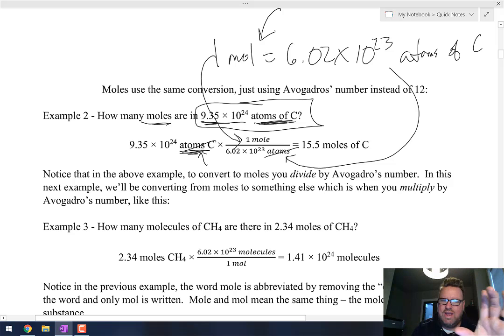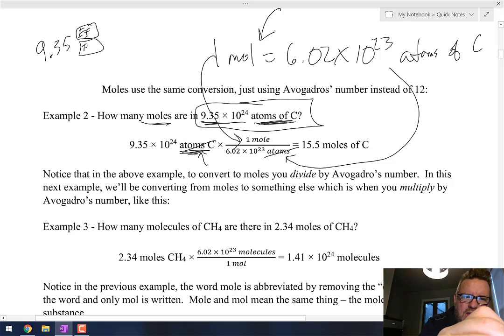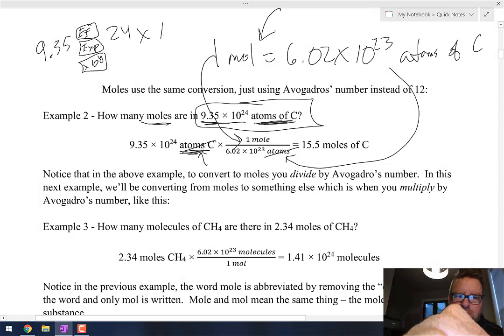So now is where I need to go to my calculator. And I'm going to type in 9.35. And you probably have a button that looks like this, EE, maybe EXP, or maybe it's even times 10 to the Y or something like that. And then I'm just going to type in 24. And then I'm going to multiply by 1, and I'm going to divide by 6.02, and then exponent 23.